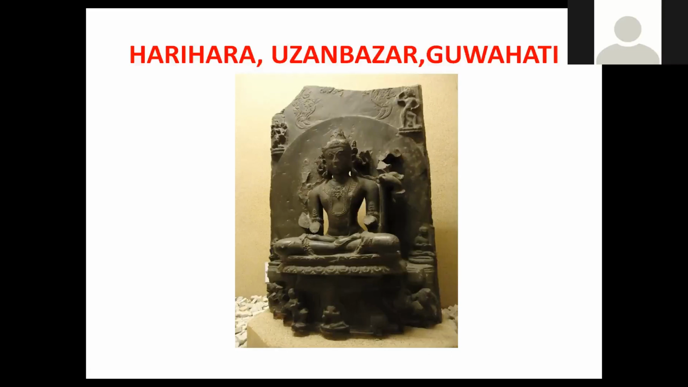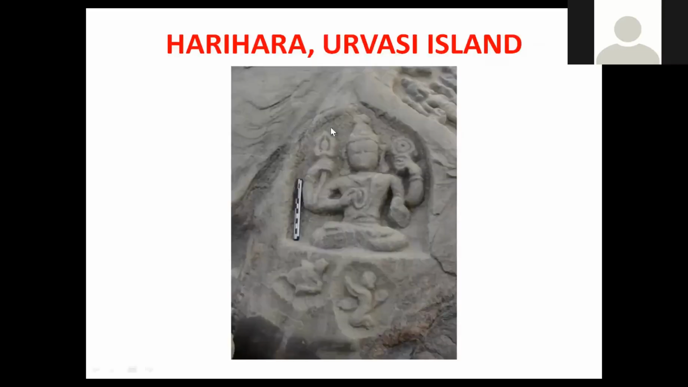Now, we also find a rock cut image. This is in the middle of the Brahmaputra river on an island known as Urvasi in Guwahati itself. At first we thought this image was a devotee, but you see the wings. So this appears to be a winged Garuda, and this is Nandi. And this is the Trishula, and it is holding the Akshamala.